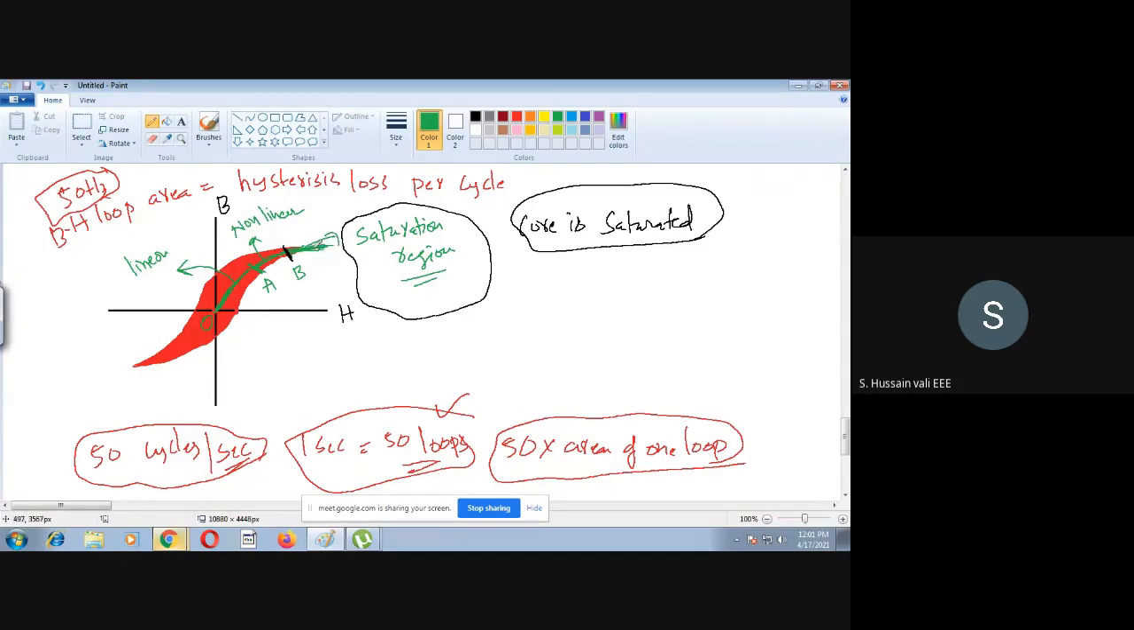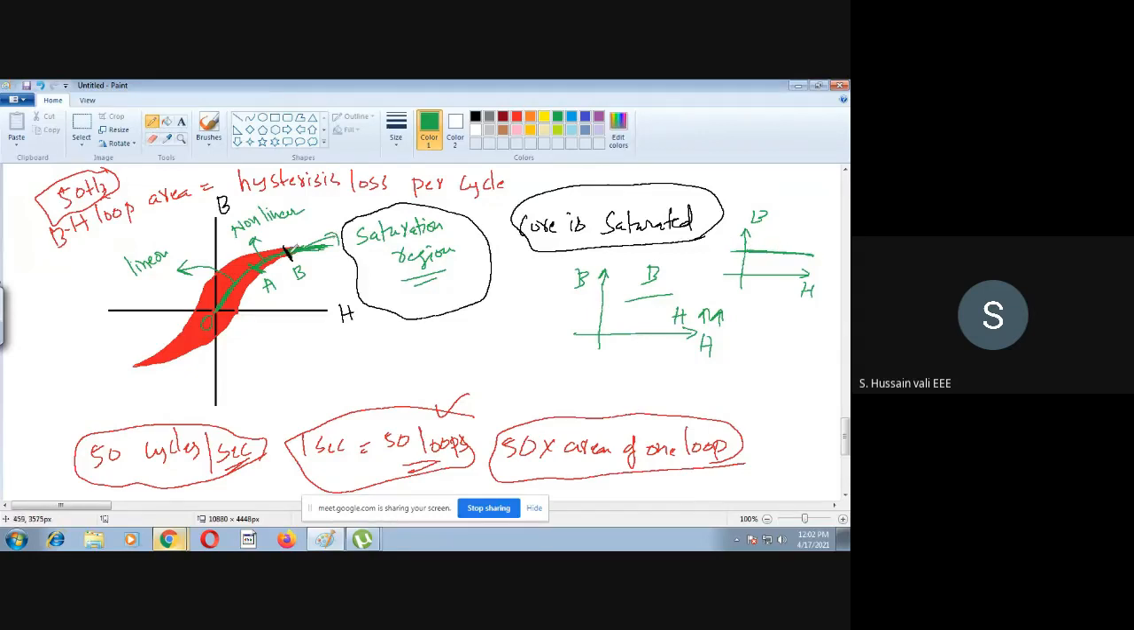What is meant by a horizontal line? After beyond B, it is becoming almost horizontal. Let me draw a true horizontal line here. This is H, this is B. A horizontal line means that even though you increase H from left to right, the B value will not increase vertically. The B value is constant.